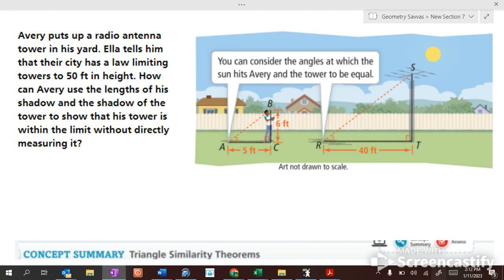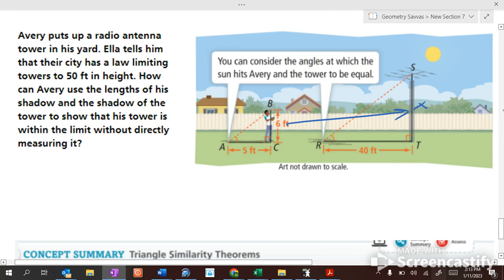Now, Ella knows the laws of the town say you can't have a tower over 50 feet. Avery says, I don't know how big my tower is. It's pretty tall up there. I'll have to see how tall it is. He's not going to climb up there and measure it. He's going to use proportions. If he knows his shadow is 5 feet long and he's 6 feet high, and this is 40 feet long, well, he should be able to figure out how tall that is by setting up a proportion.